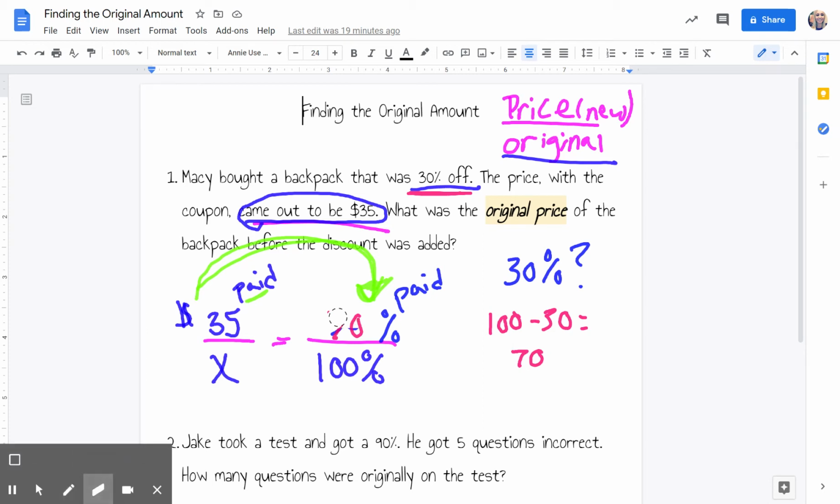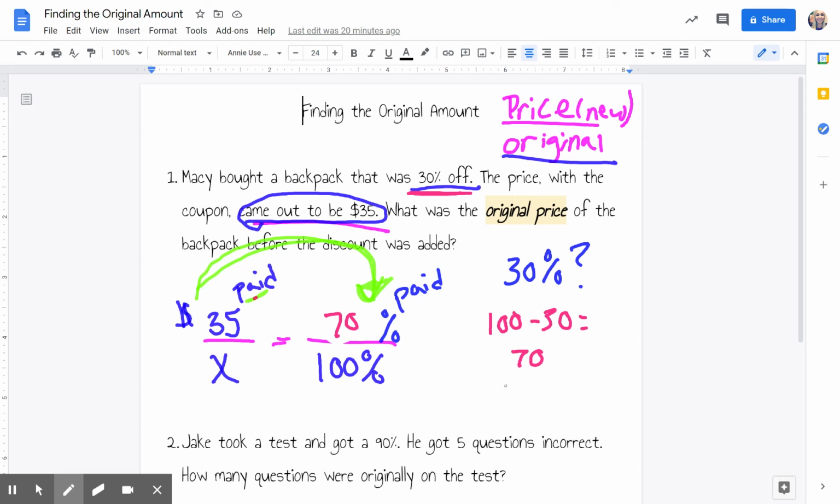Okay, so let's talk about that one more time. Whenever I'm trying to find the original amount, that means X is going on the bottom, because this bottom left is always my original amount. The amount I paid, I put on top. And then next to it, remember, these words always have to match up. If over here is what I paid, $35, that means the percent also has to be the percent that I paid, which is not 30. I had to subtract to figure it out, which was 70.